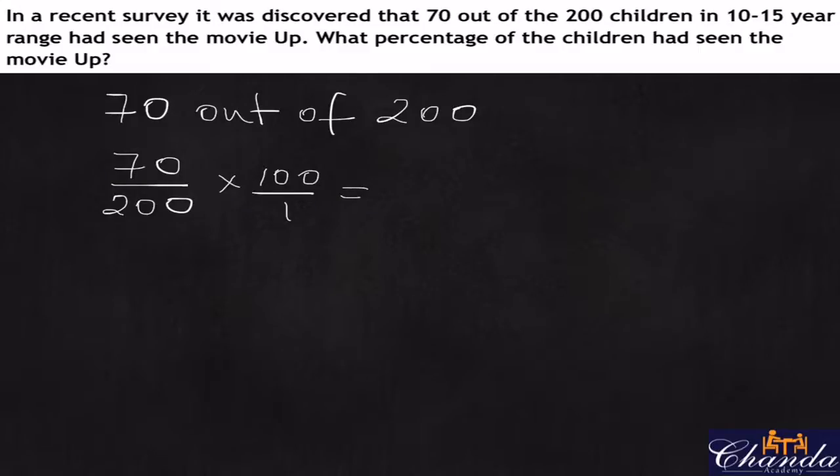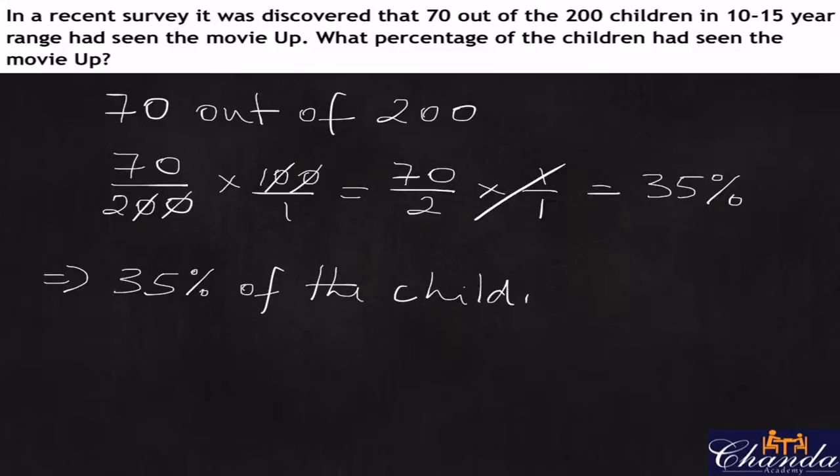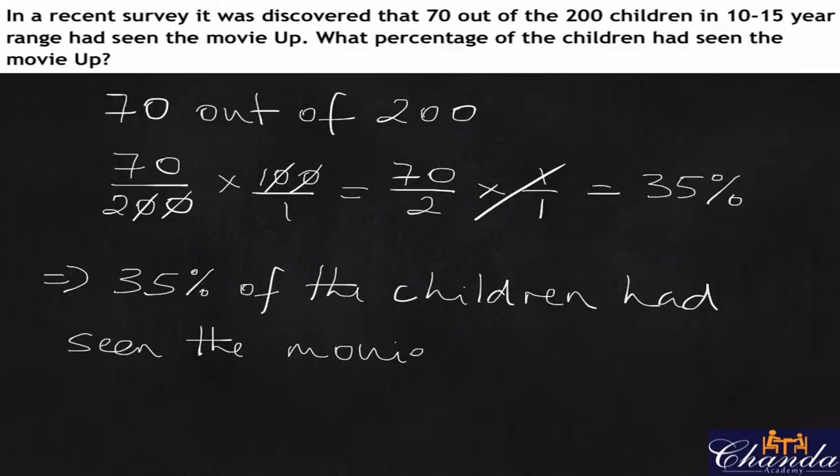So in the same process, let's simplify these. So the zeros get cancelled out here. So we're left with 70 over 2 multiplied by 1 over 1, which can simply get cancelled out. 70 over 2 is simply 70 divided by 2, which is simply 35%. So to answer this question, therefore, what percentage of the children had seen the movie? Therefore, 35% of the children had seen the movie Up.